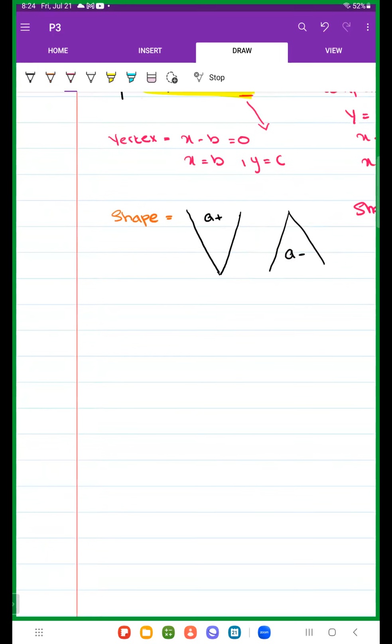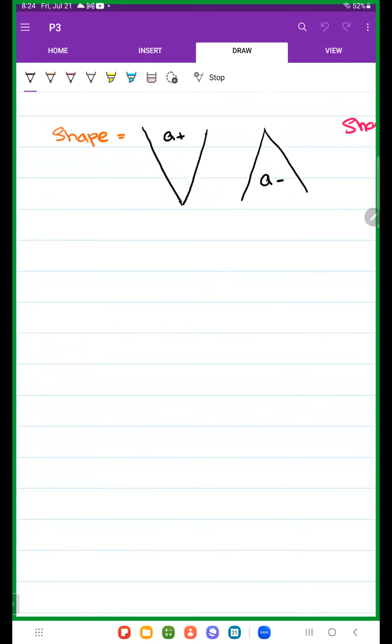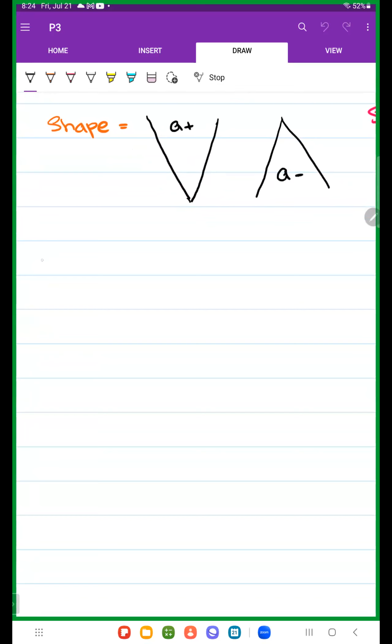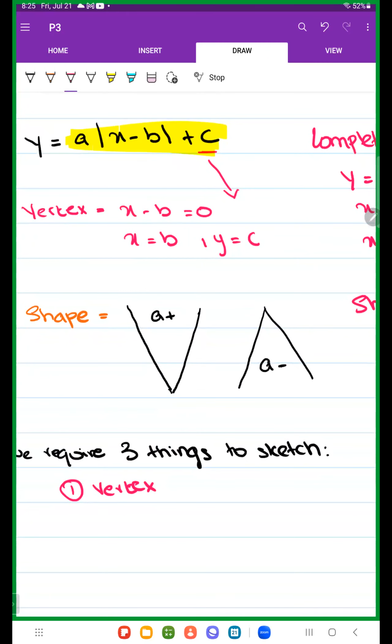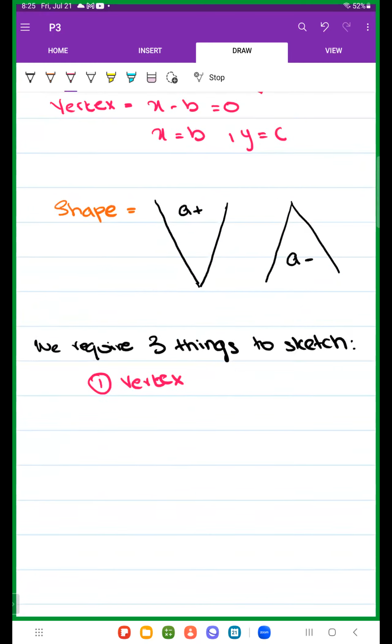When we are sketching any curve, there are 3 things we require. Firstly, we require the vertex. So what is our vertex? This is our vertex, all right? x is equal to b and y is equal to c.